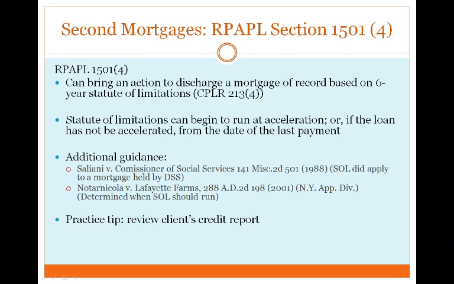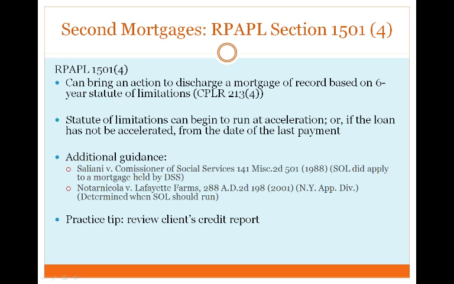All right. Another way that you can work with second mortgages, and this falls into the category of second mortgages that your client may not have been making payments on, is bringing an action to discharge the mortgage of record based on a statute of limitations. So CPLR 213(4) basically allows for a mortgage to be discharged if the statute of limitations has run.